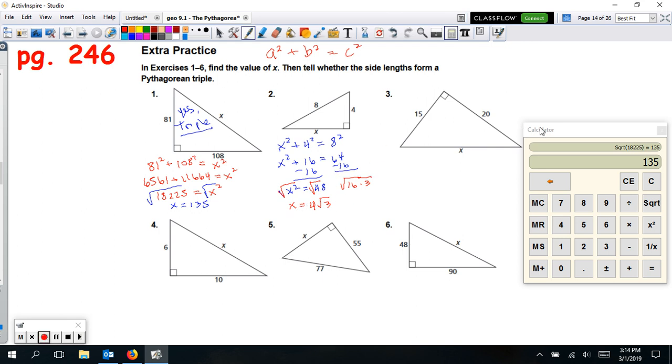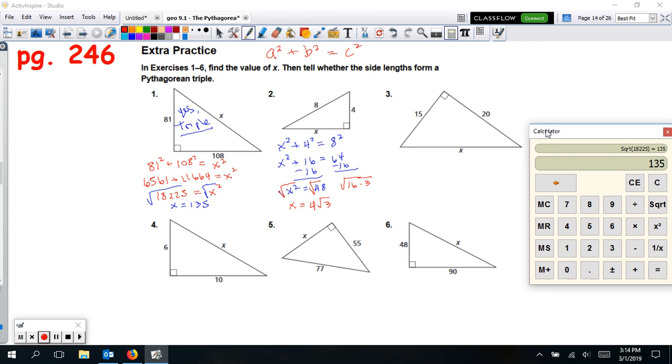All right, number 3. x is the hypotenuse again, just like number 1. So we're going to see 15 squared plus 20 squared is equal to x squared. We know 15 squared is 225, and 20 squared is 400. So this is going to be 625, which is equal to x squared.